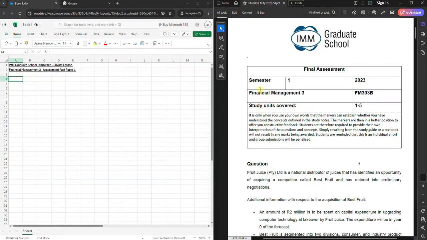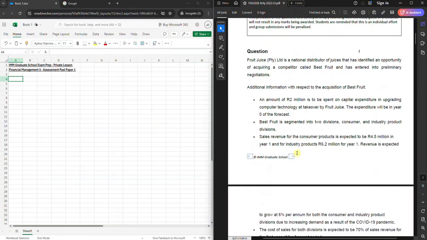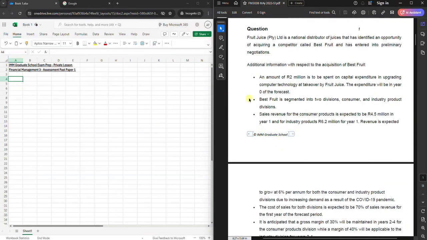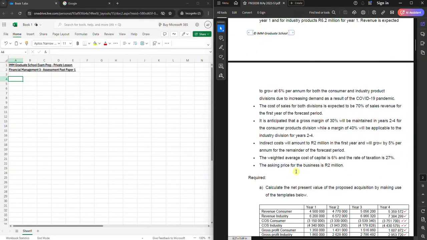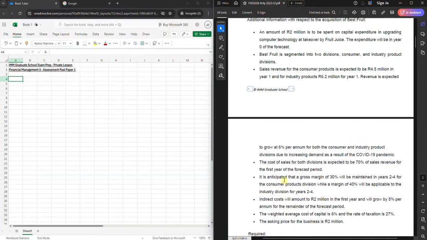So this is obviously the semester 1 paper. I'm going to look at the first question. All right, so good exam technique is, as you look at each question, you first need to look at the required. So what does the required here ask us to calculate? Calculate the net present value of the proposed acquisition by making use of the templates below. Obviously in this particular question, they've given you something to work with. The focus here is net present value. Net present value speaks to time value of money, where you're discounting future cash flows back in time.